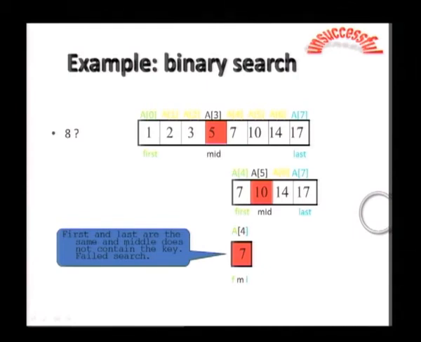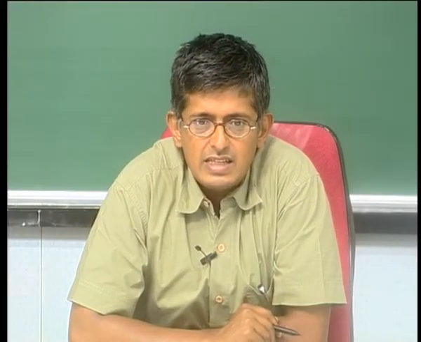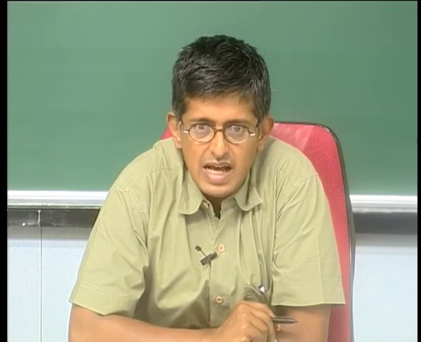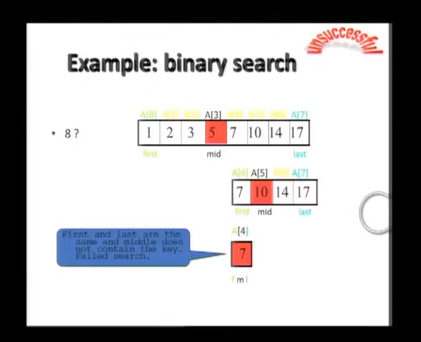So, here is an unsuccessful binary search, and the unsuccessful binary search can terminate when first and last are the same and the middle value does not contain the search key. This is very important. There are three cases here. The first case we have already seen, which is a successful search. Here is an unsuccessful search where the exit condition is because the key is not present and first and last have the same value.